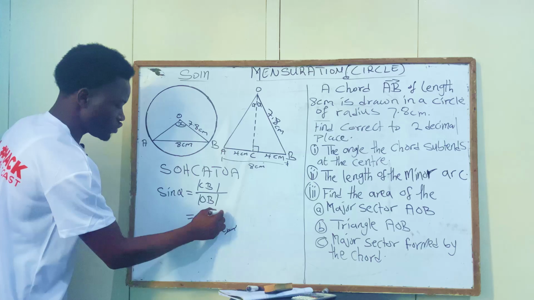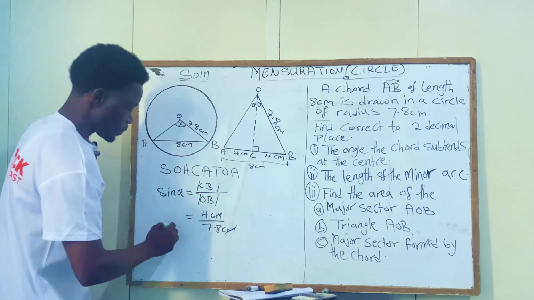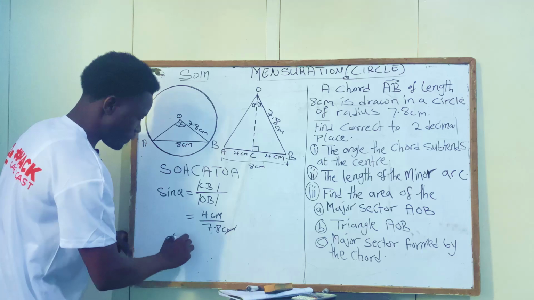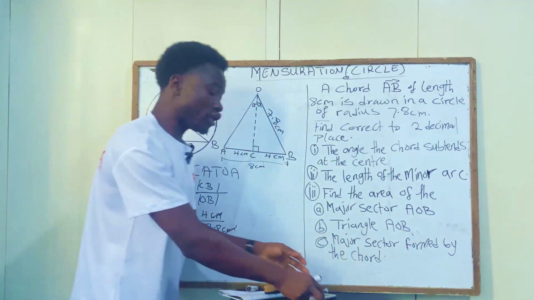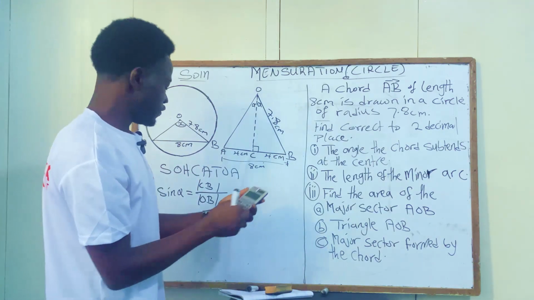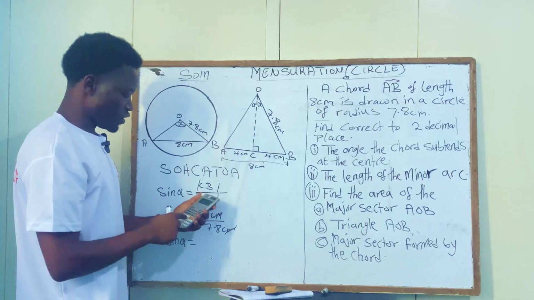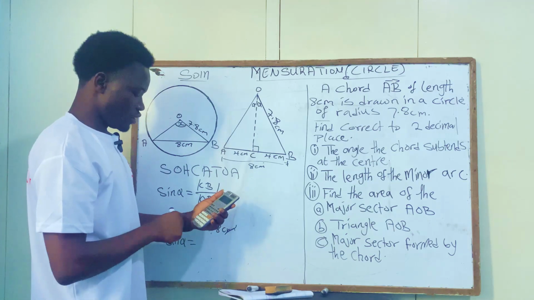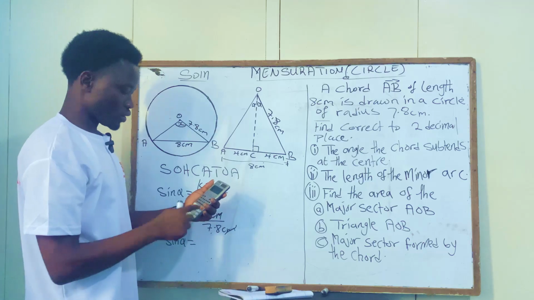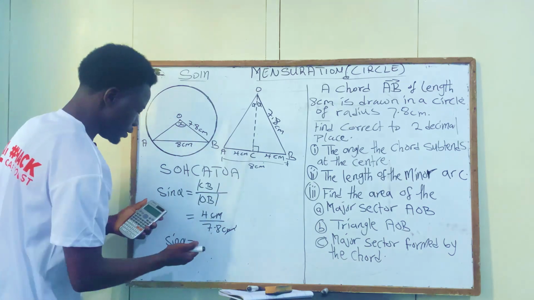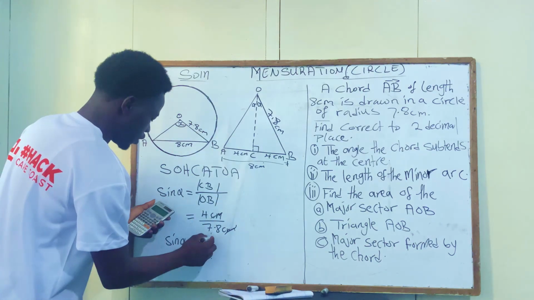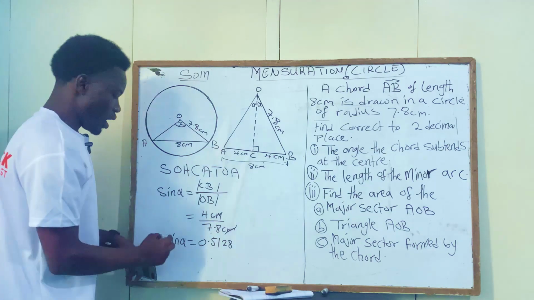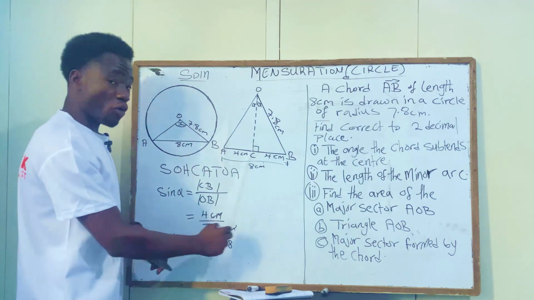This centimeters is going to go with this centimeters, and you break this down. So I now have sine of alpha is equal to, so you can use your calculator and key inside, 4 over 7.8. And that will give me 0.5128. Now I take sine inverse of both sides.